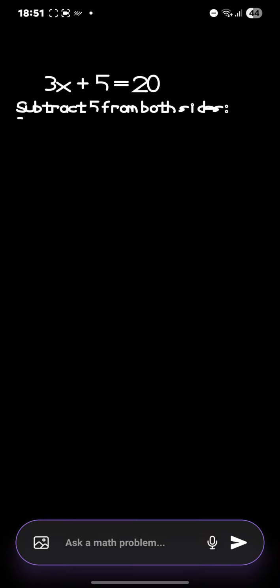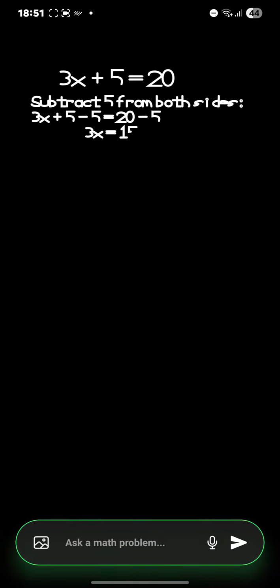So we just go ahead and crop it, and send the request. I designed Scribe to give you that. 3x plus 5 equals 20. Subtract 5 from both sides at the same time. 3x plus 5 minus 5 equals 20 minus 5. And 3x equals 15.